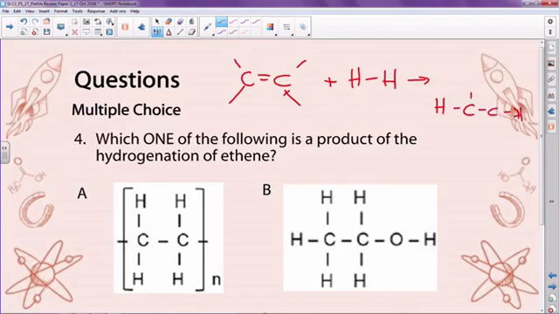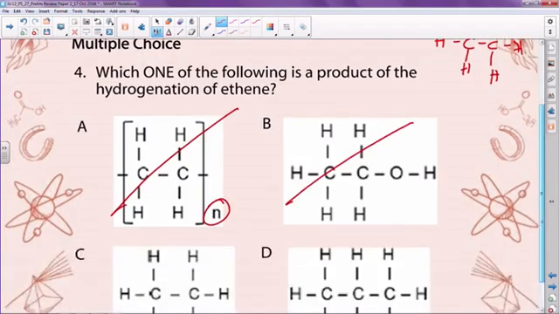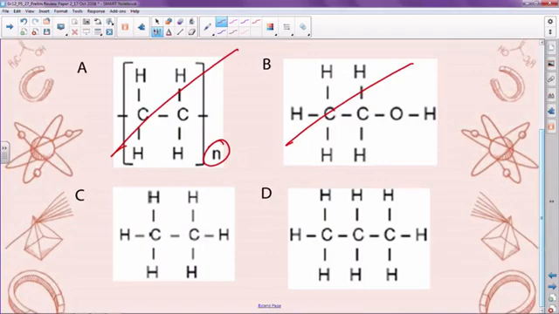Okay, so now we look at this and we go, well, A might be an option, but it can't be. It's an n that makes it a polymer. No. Well, we didn't add in an O, so it can't be B. So we go no. Then we go, oh, look, C and D look right. The problem with D is that it's propene because it's got 3. So no. So there we go. My answer is C. Okay, good.